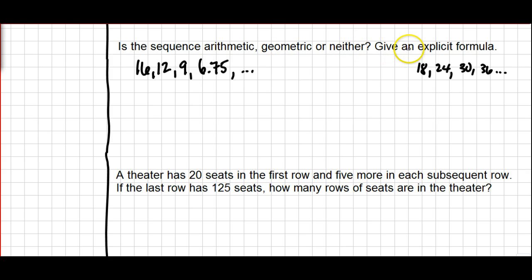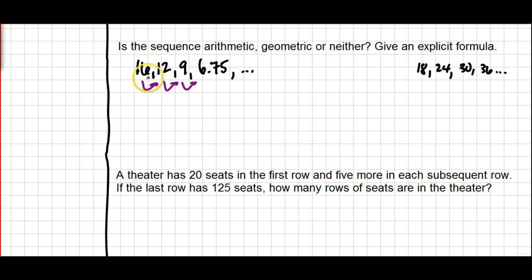This question does also ask us to give an explicit formula, so once we've decided, we're going to go ahead and write that. So you'll want to determine if there's a constant difference to get you from one term to the next. In this case, 16 minus 12 is going to be 4. 12 minus 9 is 3. That's not constant, so I know it's not arithmetic.